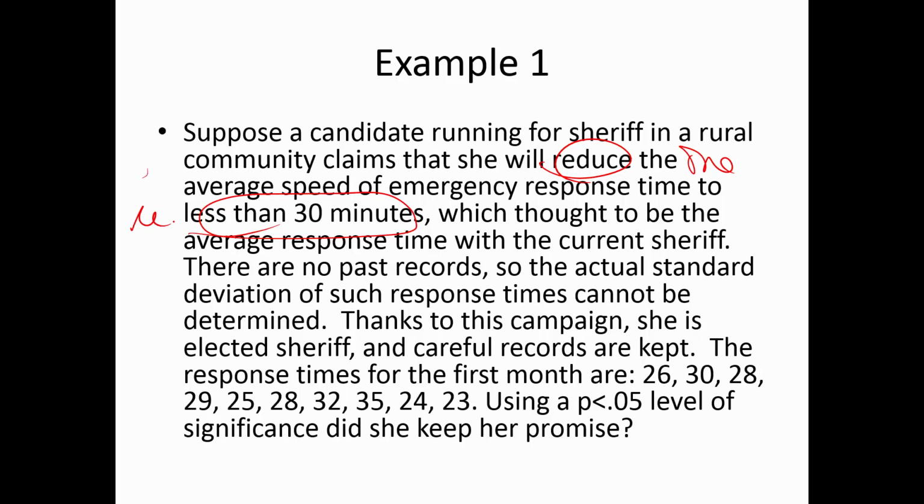We don't have any records though, so we don't have the standard deviation, which means we don't have sigma. So sigma is a no-go, so we can't use a z-test. Thanks to this campaign, she's elected. Here are the scores. So we'll have to calculate the mean and standard error from those, and we're going to use 0.05. I have already done the SPSS, so if you want to know how to actually run the test, go watch the single sample t-test video for running this in SPSS. This video is just going to cover how to work the 6 steps.